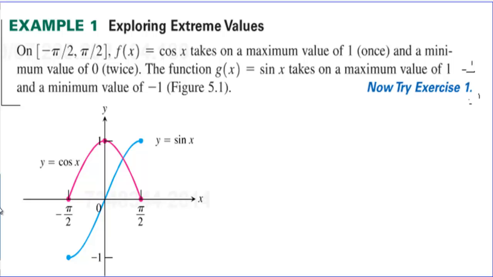Let's explore extreme values. On negative pi over 2 to pi over 2, f of x equals cosine of x takes on a maximum value of 1 once and a minimum value of 0 twice. So cosine has a maximum and two minimums, but the minimum value on both just happened to be 0. Sine of x takes on a maximum value of 1 and a minimum value of negative 1. So sine has a minimum value at the left endpoint and a maximum value at the right endpoint.